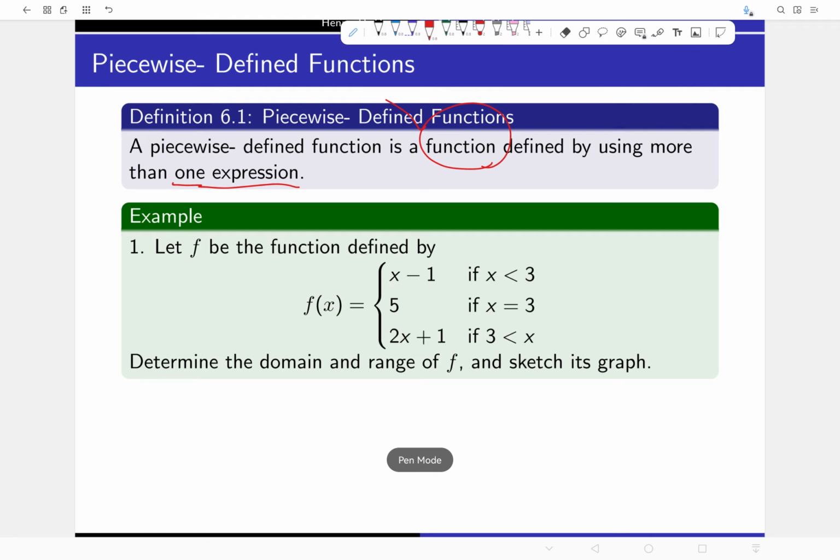As you can observe, f here is called a piecewise defined function because it is defined by more than one expression. In this case, we have three expressions. Function f is a linear function if x is less than 3. Your function f is a constant function equal to 5 if x is only 3. And again, f is a linear function defined by 2x plus 1 if x is greater than 3.